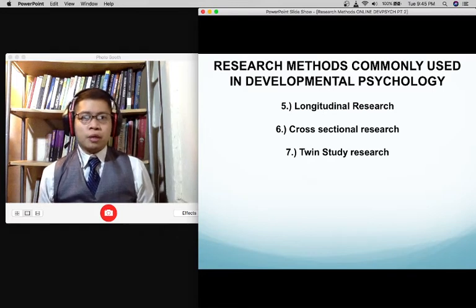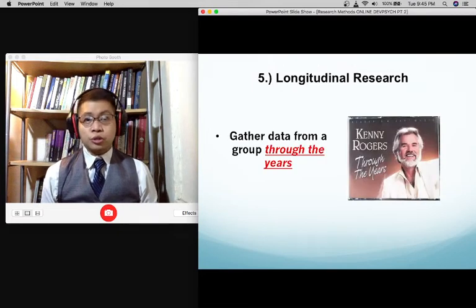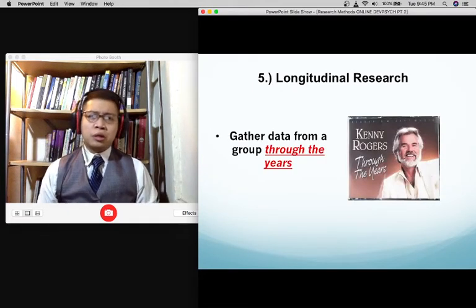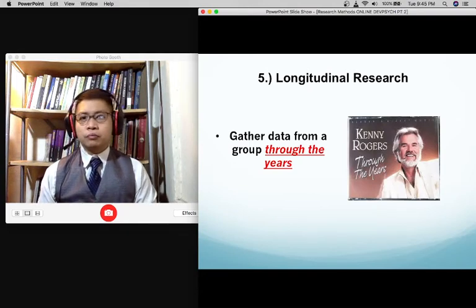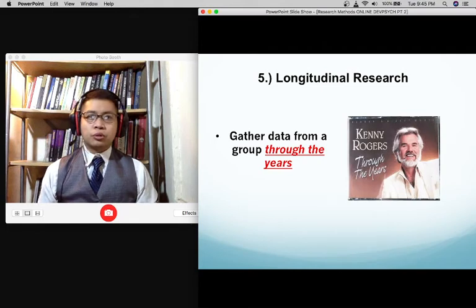Unahin natin pag-usapan what longitudinal research is. Basically, in longitudinal research, we gather data from a group of people through the years. So, keywords for longitudinal research: through the years.